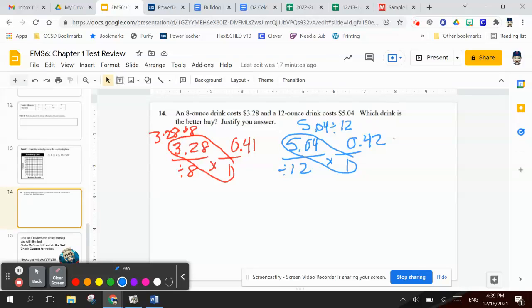So which is the better buy? I would say this one here. Why? Because it is a whole penny cheaper per ounce. It is $0.01 cheaper per ounce.